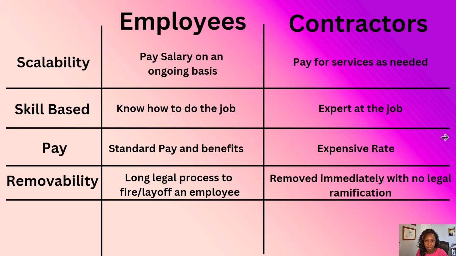Next, we have removability. When you're dealing with an employee that needs to be removed from the organization, the business, there's typically a process that goes along with that. You generally have to get human resources involved. You may have to get legal involved. You have to make sure your ducks are in a row before you fire or lay off an employee because the employee can come back and sue your business for unlawful termination.